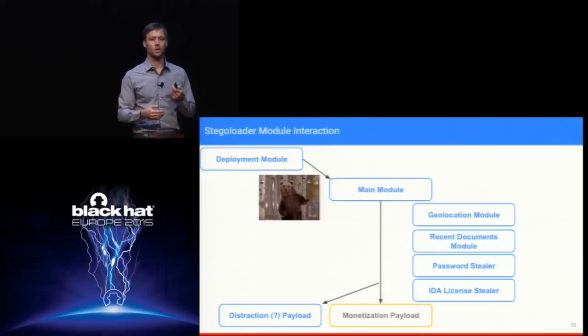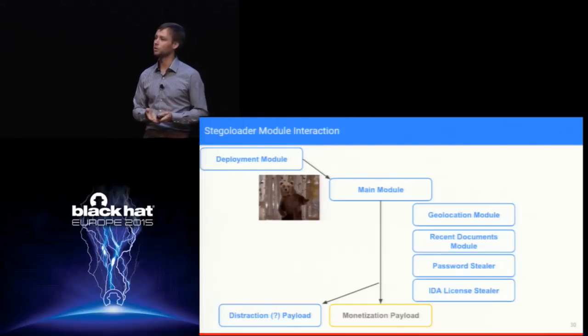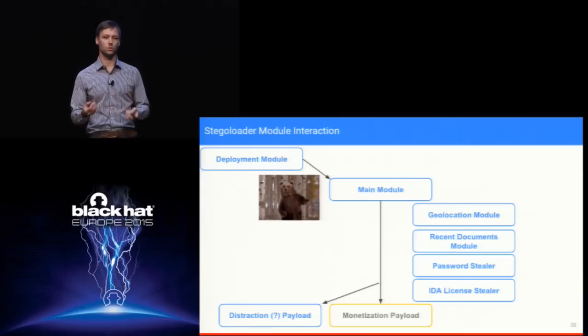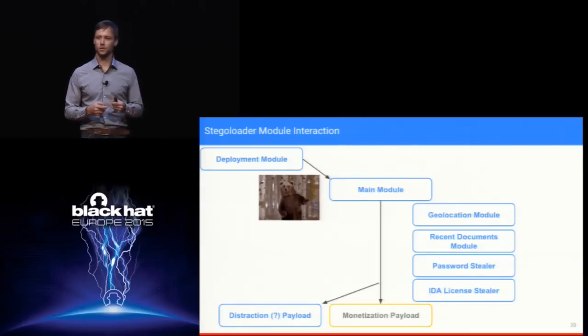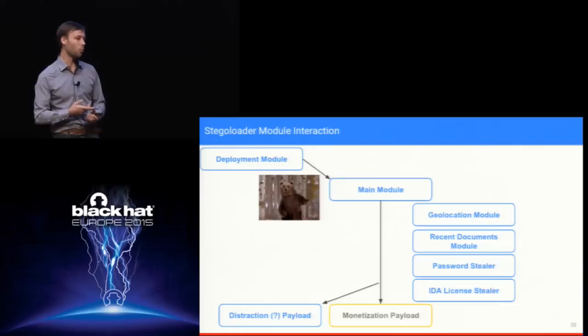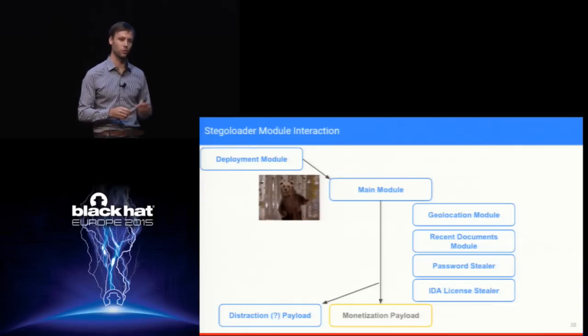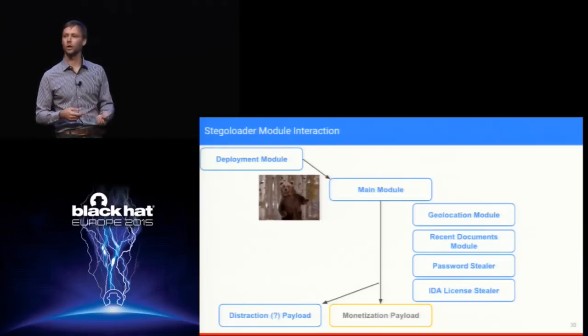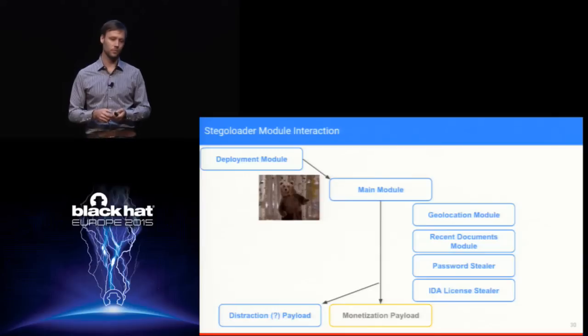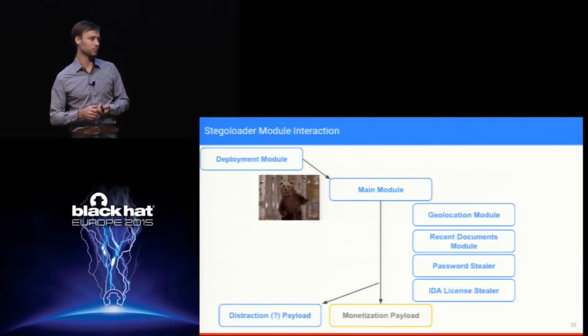command and control server. The different modules that we have observed so far: there is one module used for geolocation, so trying to identify where the host is located based on its IP. There's a module that is used to list recently opened documents by looking at the recently opened documents folder in Windows and following all the links. There's a password stealer module, which is a recompiled version of the Pony loader. And finally, an IDA stealing module.